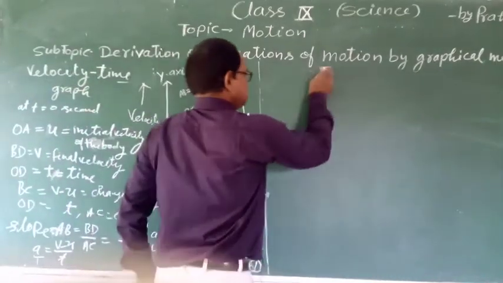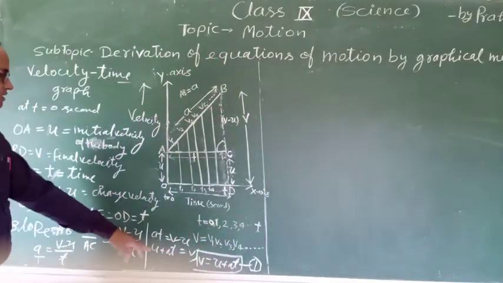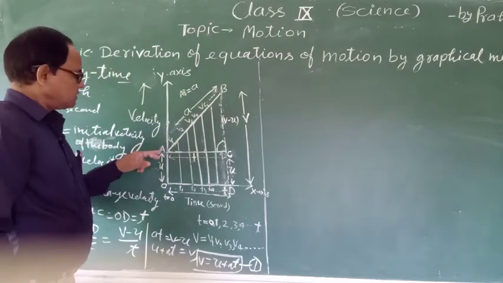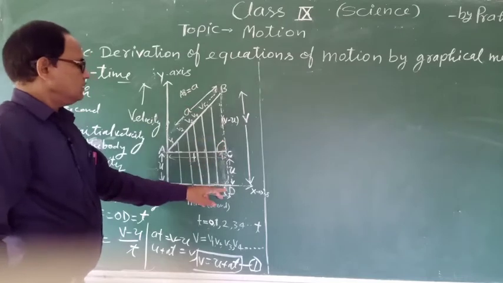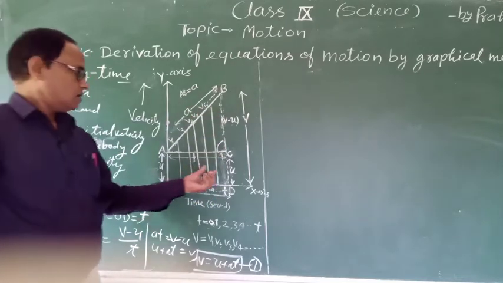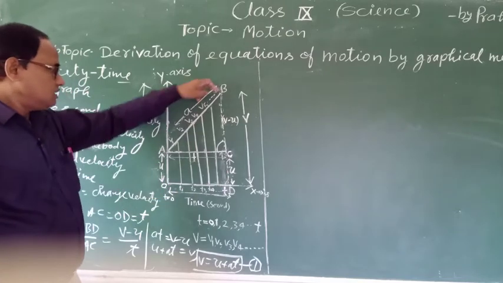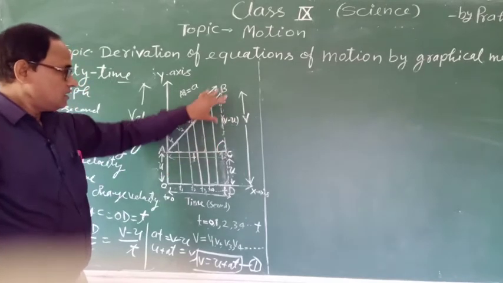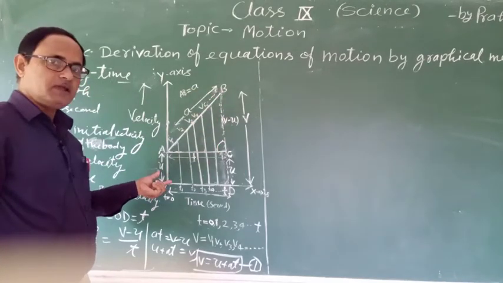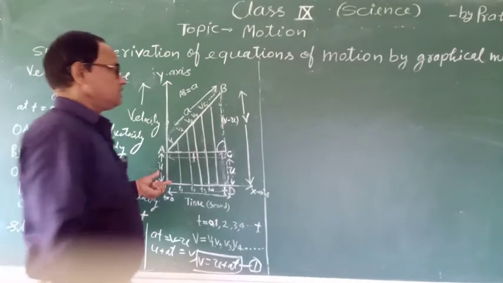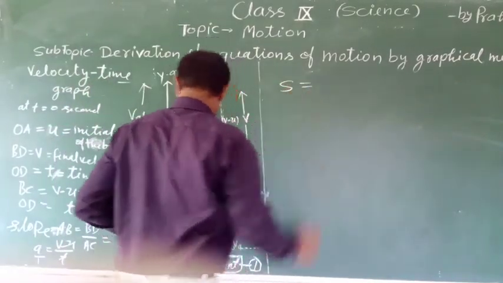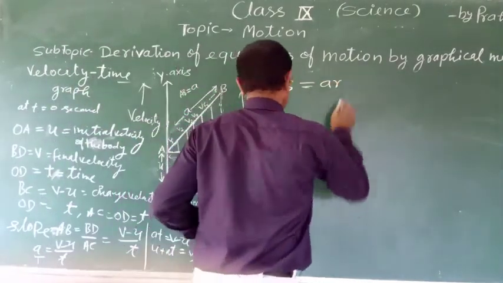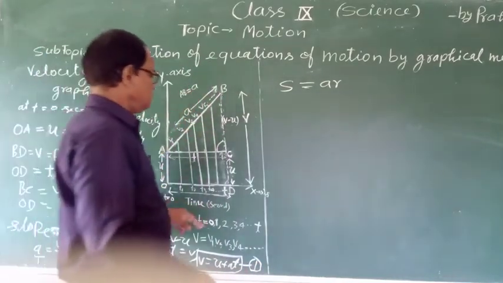After this, in the second case, the body covers distance. The total area AOBD is the displacement of the body. The area covered by a body is known as its displacement. Therefore, we can write displacement S is equal to the area of OABD.